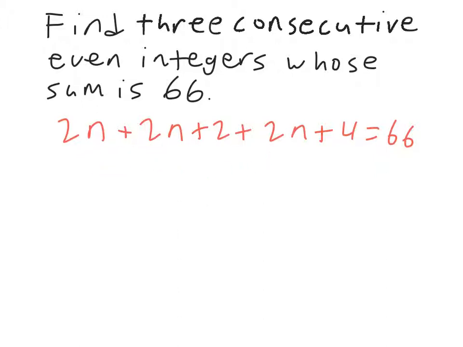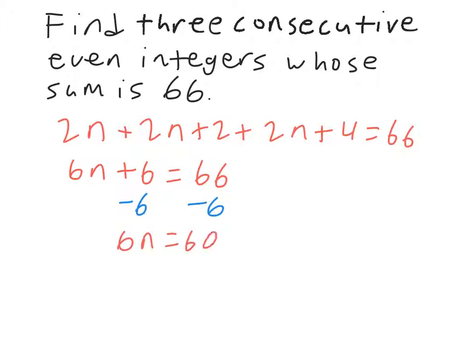So now we add them. 2n plus 2n plus 2n will give us 6n. 2 plus 4 is 6. So 6n plus 6 equals 66. That's a lot of sixes. Then we subtract 6 from both sides. And that'll give us 6n equals 60. And then divide both sides by 6. And that gives us n equals 10.